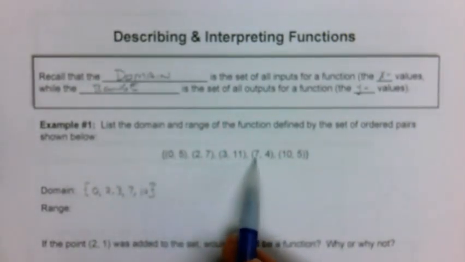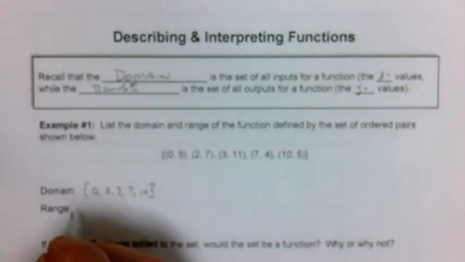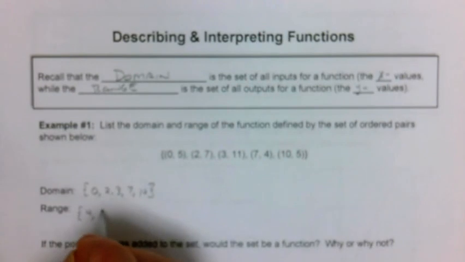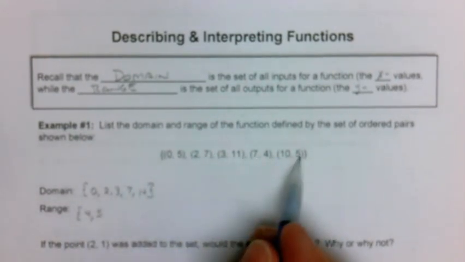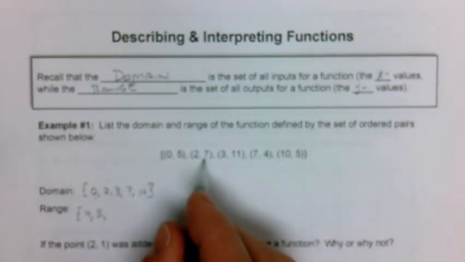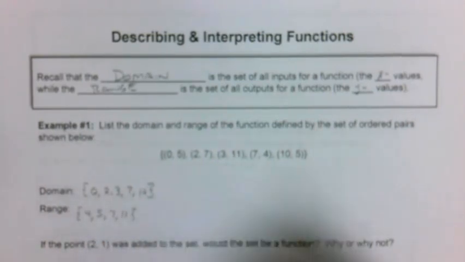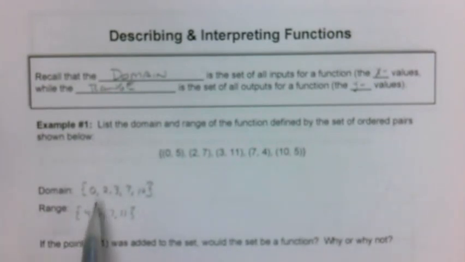Those are all of the input values, the x values of each point in my set. The range, again, we'll open up the braces, are the y values, the output values, and we're going to list them in numerical order. So 4 is the smallest number in the range, and then we have the number 5. Notice that 5 shows up twice as an output value, but we only need to list it once. That's followed by 7, and the biggest number in the range is 11. So these are the domain values, the x values, the input values, and these are the range values, which are the output or the y values.